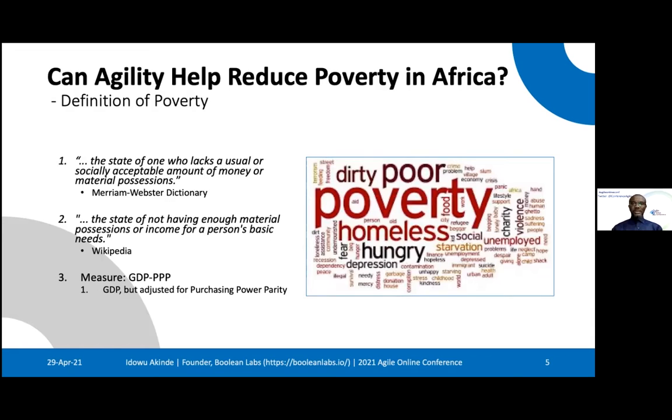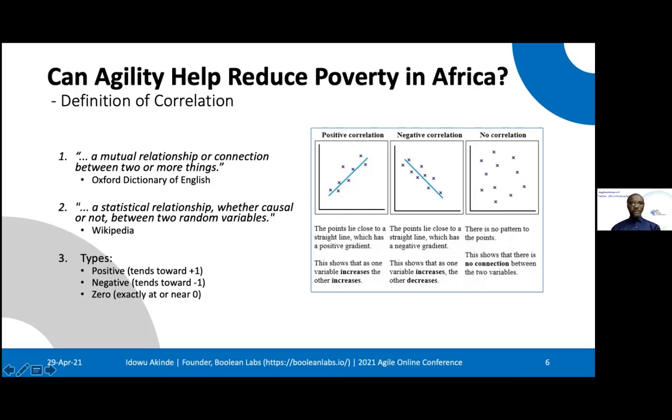So those are by way of definition. The third definition is correlation. Correlation stands for the relationship between two variables or two aspects of a data set, and you can think of correlation in terms of three aspects. There's positive correlation, there's negative correlation, and there's zero correlation.